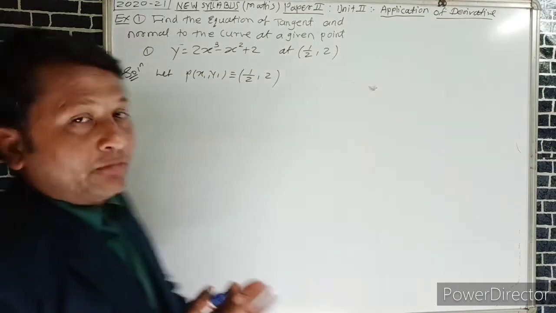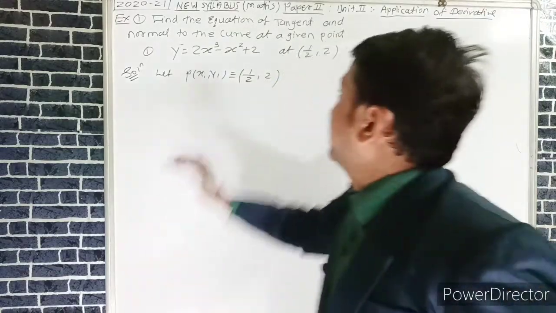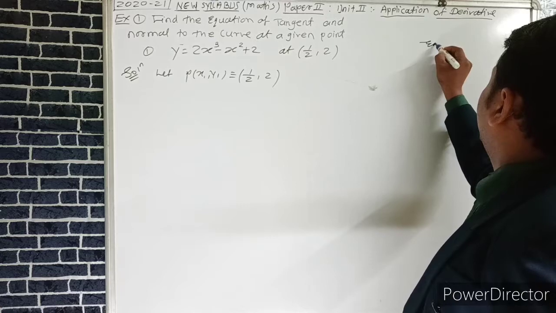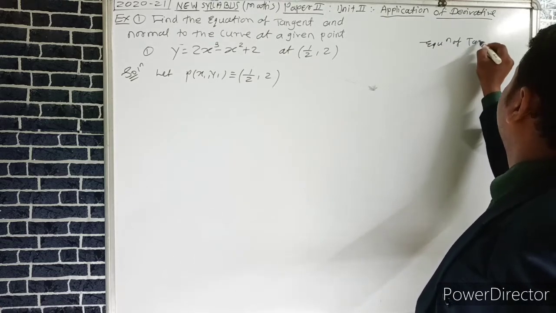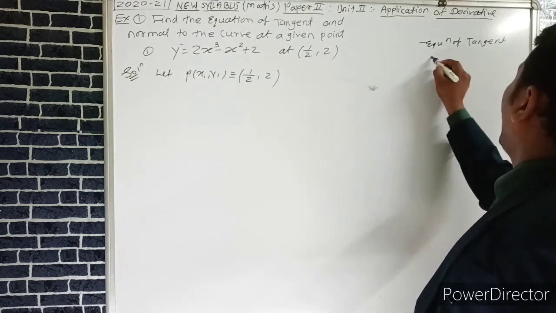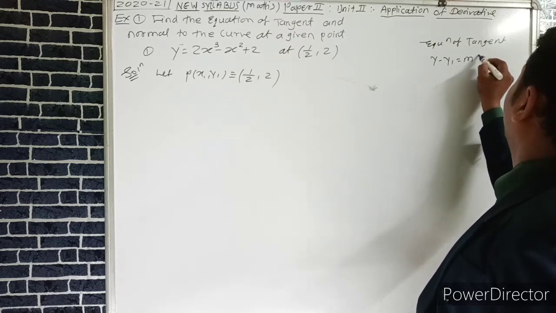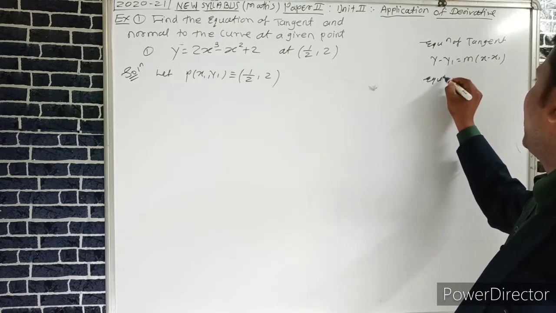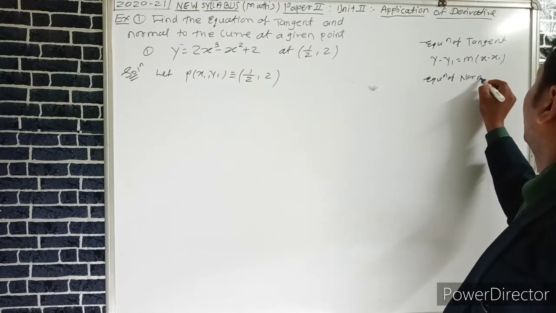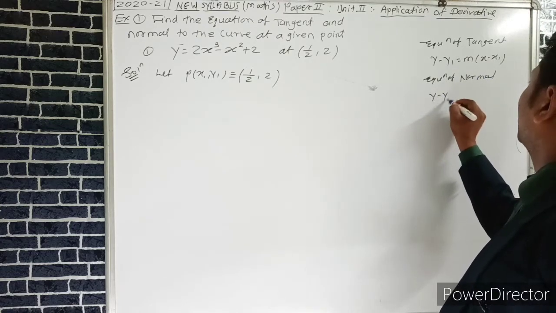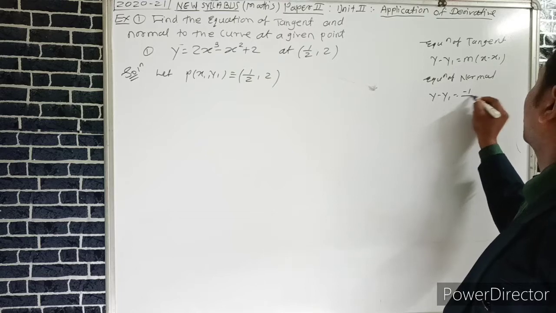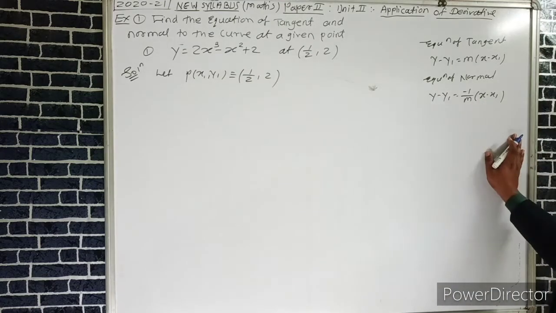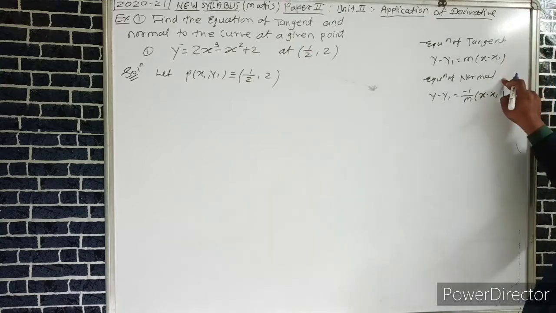So first we note the equation of tangent and the equation of normal. The equation of tangent is y minus y1 equals m in bracket x minus x1, and the equation of normal is y minus y1 equals minus 1 upon m in bracket x minus x1, with which we have to find the equation of tangent and equation of normal.